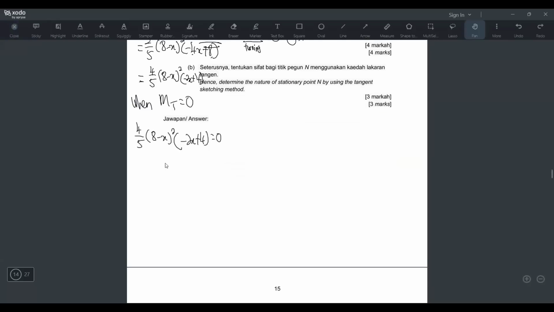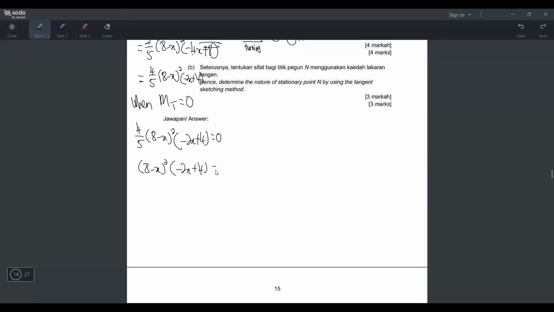Okay, the 4 over 5, when you move it over, it becomes 0. So it's just left with 8 minus x squared, negative 2x plus 4 equals 0, right? Okay, the 4 over 5, when you move it over, it becomes 0 times 5 divided by 4. That's why the 4 over 5 just disappeared, right? Okay, I want to say something very important here.